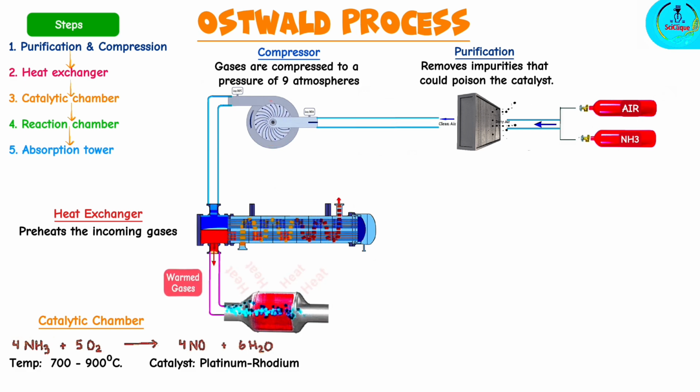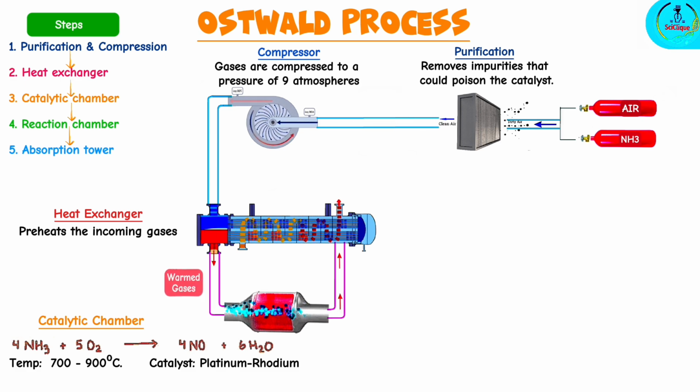Now, this reaction is highly exothermic. It leads to the production of a lot of heat energy, which is very, very good because this heat energy that is produced helps to maintain the temperature that is needed without any further heating being done. Now, once this has taken place, the hot gases are then passed back through the heat exchanger.